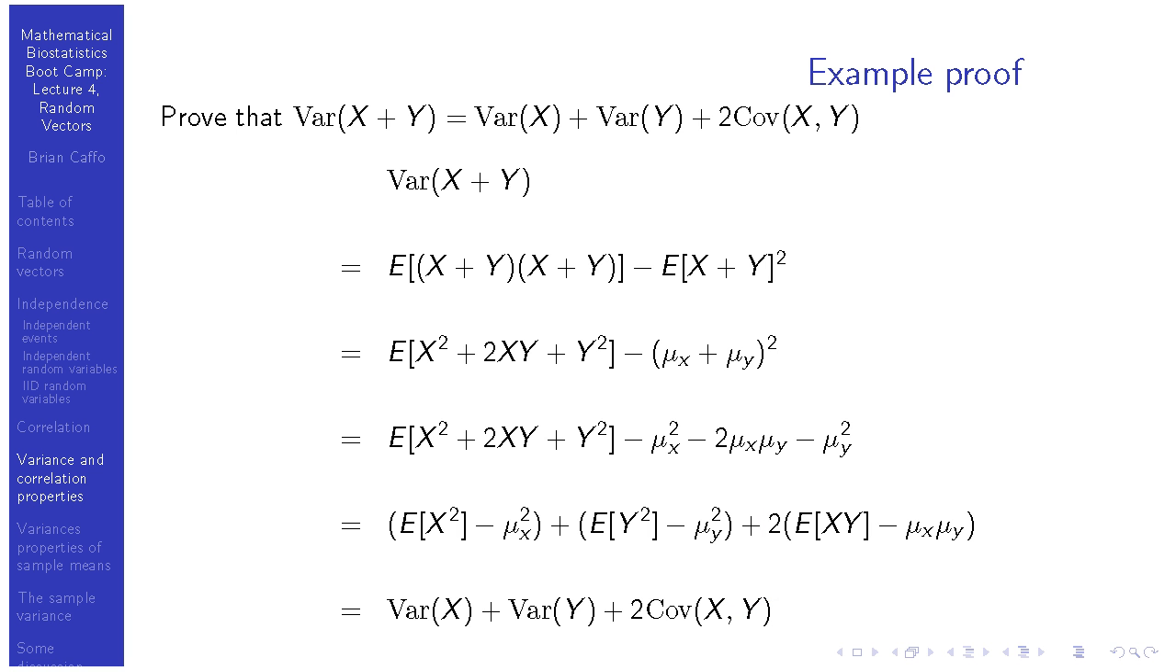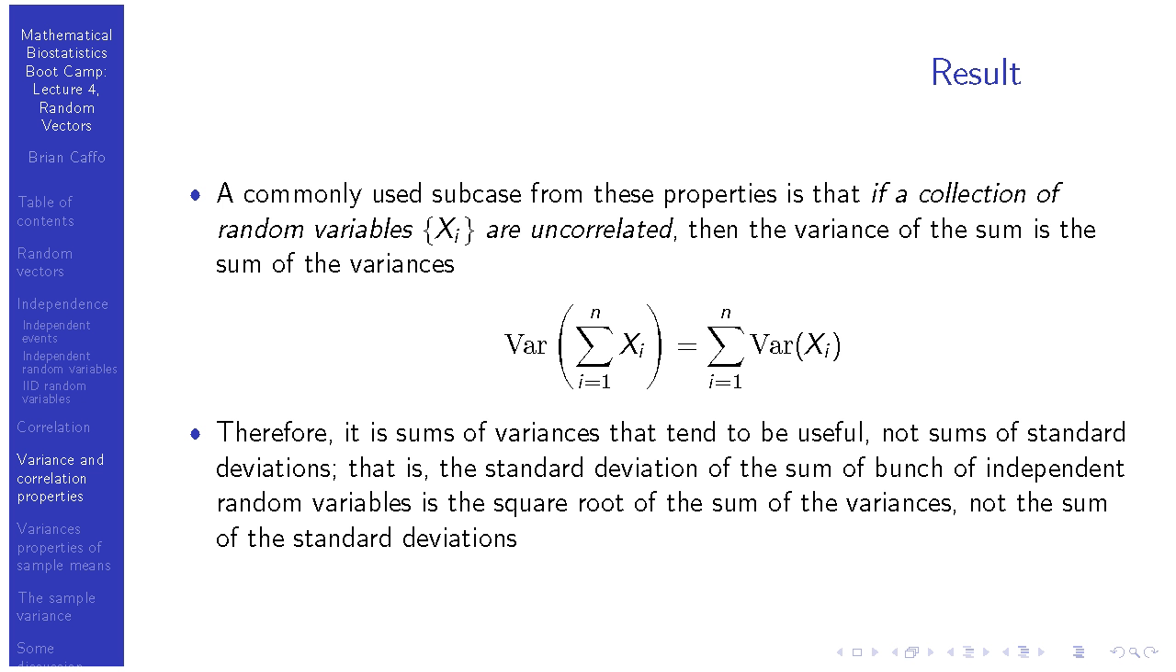So you can see that it only requires the basic rules for expected values and the definition of covariance to perform this calculation. So just to reiterate some things we discussed earlier, if a collection of random variables are uncorrelated, then the variance of the sum is the sum of the variances.